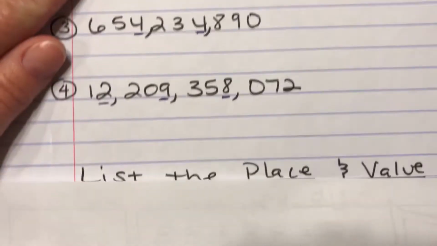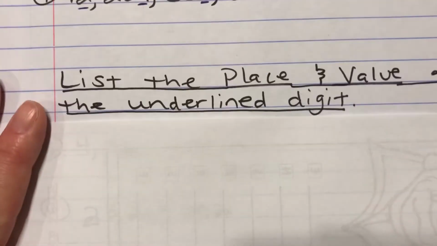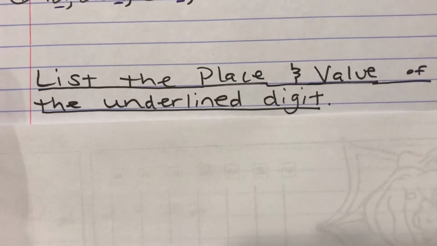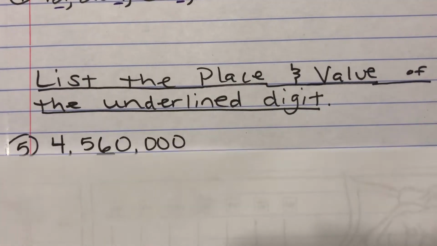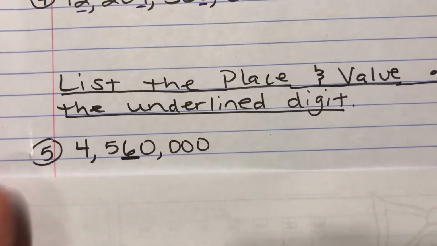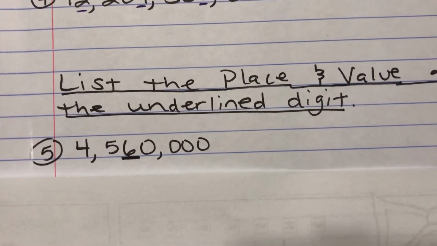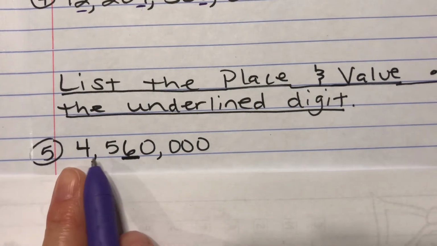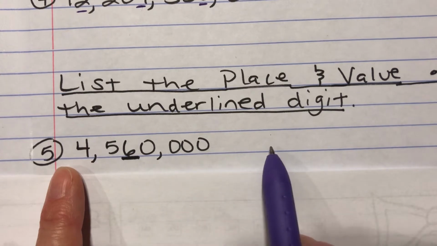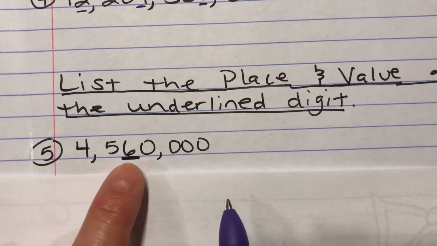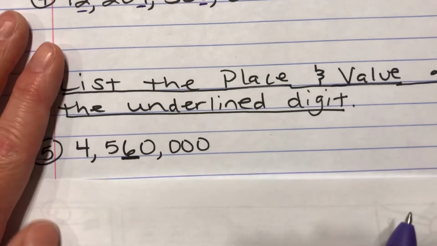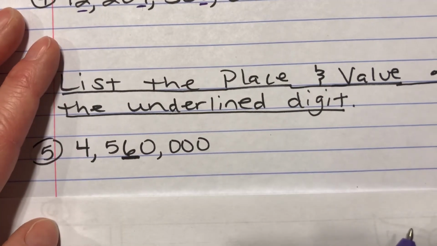All right, the next thing that we learned how to do was to look at the place and value of an underlined digit in a number. So we're going to try that. So for this number, number 5, I want you to look at this, and then on your whiteboard or scrap paper or in your spiral, I want you to write down this number, underline that 6, and then off to the side, I want you to tell me what place that 6 is in and how much it is worth. And then you can press pause until you're ready.